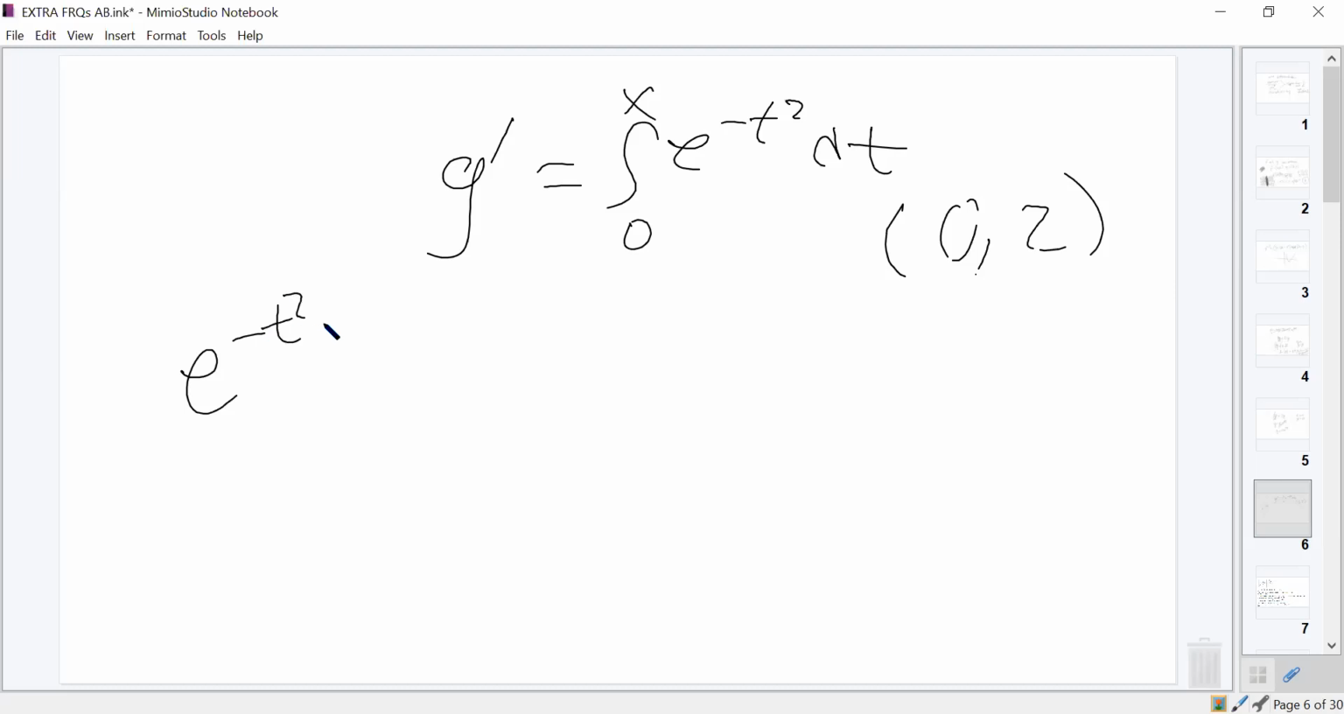What can you tell me about that function? That no matter what I plug in for t, what is the value of this? It's always going to be positive. Positive. So that's going to help us, because that's telling us if we want to look for the area underneath the curve, that's what g prime is telling us. g prime is this integral from 0 to x, telling us that g prime must also be positive. Because if this function e to the negative t squared is always above the x-axis, then the integral of it from 0 to any x value is always going to be positive. Does that make sense?